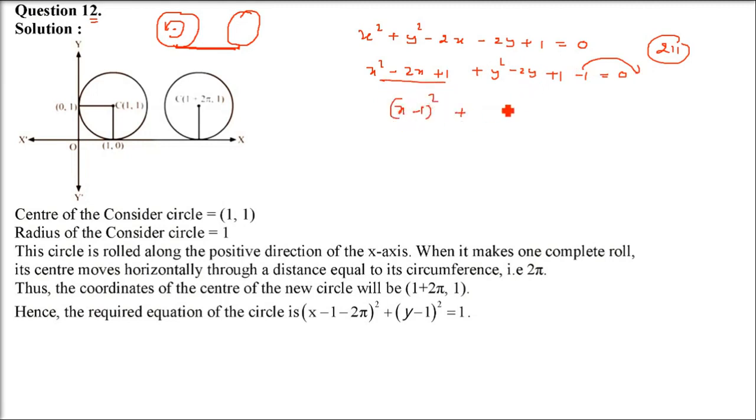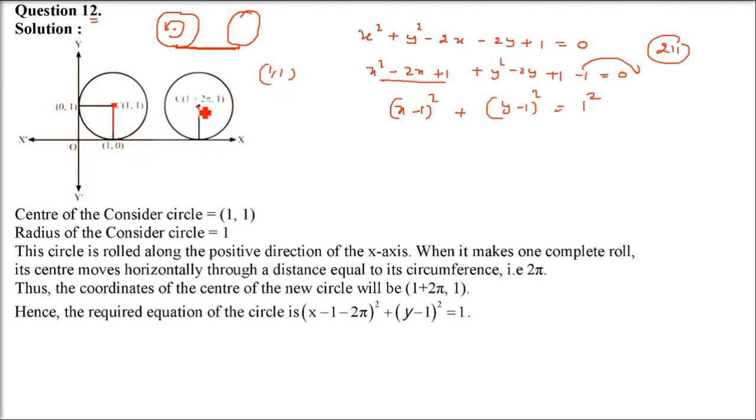So this will be x minus 1 whole square, this y square minus 2y plus 1 will be y minus 1 whole square, and this minus 1 can be taken on the right hand side. So this is the circle equation. Now the center is 1, 1. The center is 1, 1. And what is the radius here? 1 square that you see there.